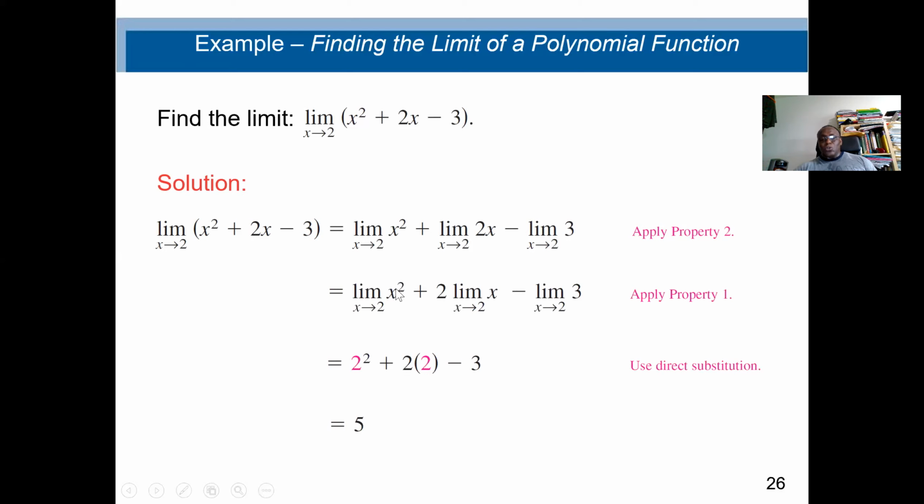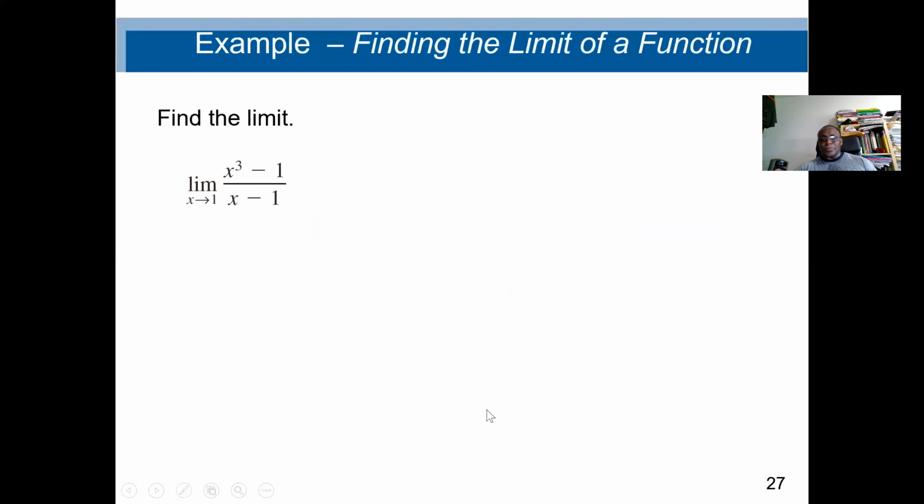So the limit of x squared as x approaches 2 will be 2 squared. This will be 2 times 2. This will be a constant value, so it's the same, 3. And the answer is 5. So again, this is our question. The goal here is that we should substitute the 2 anywhere we see x and solve it. Now let's try this example here.